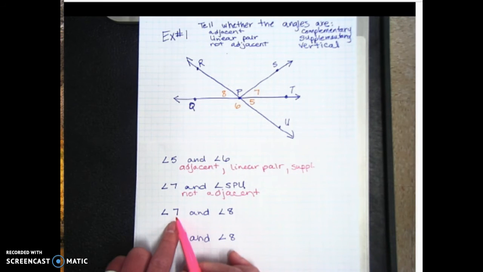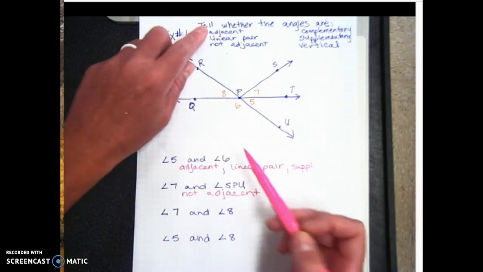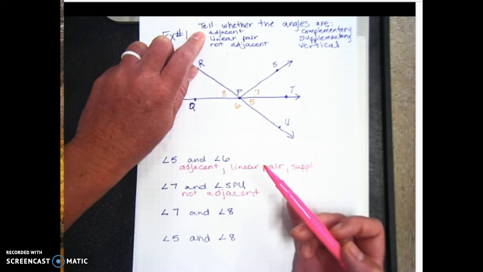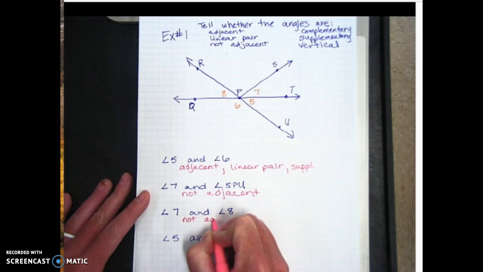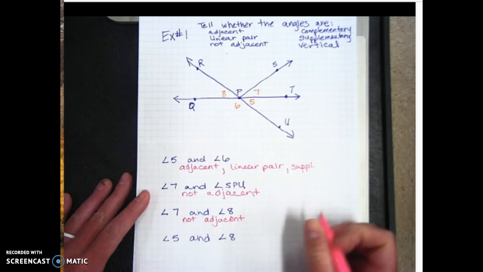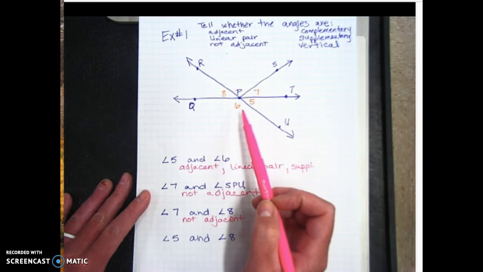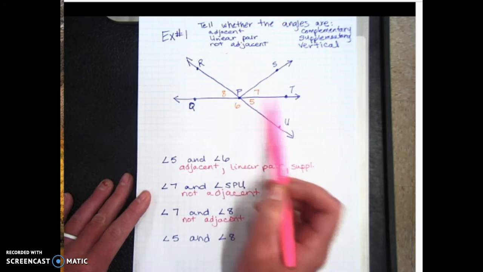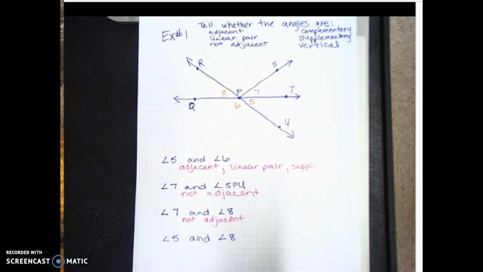All right, the next pair, angle 7 and angle 8. Here's 7 over here, here's 8. Are they adjacent? Nope. So we say not adjacent. Definitely not linear, definitely not complementary, not supplementary. Are they vertical? No, because they would have to be making an X. They make sort of a crooked X, so they're not a perfect X. Okay, they're intersecting lines.